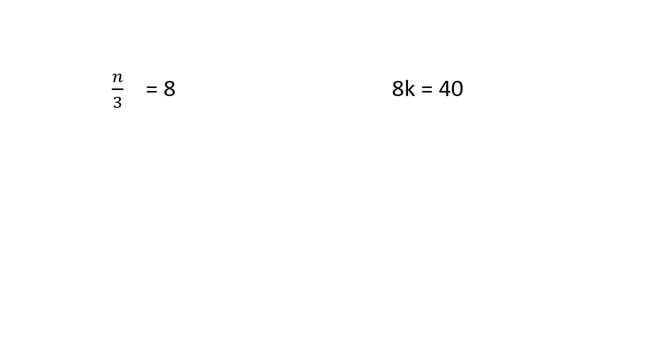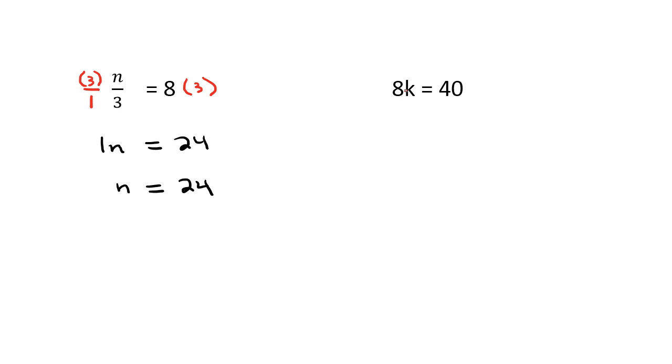So let's look at a couple problems without the teeter-totter. Here I have n being divided by 3. To undo division, I multiply. So I'm going to multiply both sides by 3. Now since I have a fraction on the left, I do need to think of it as a 3 over 1. 3 divided by 3 is 1, so I get 1n equals 8 times 3, which is 24. 1 times n is just n, so my answer is n equals 24.